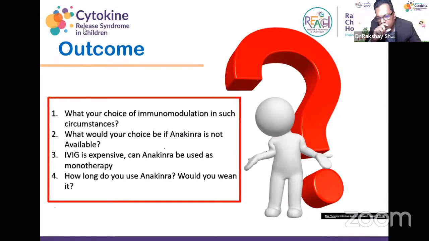But the ferritin was important in the clinical context of the child worsening, needing around 10 ml per kg per hour of fluids, of which one was blood. So that was what was really important for us to take up a decision of using immunomodulation in this context.